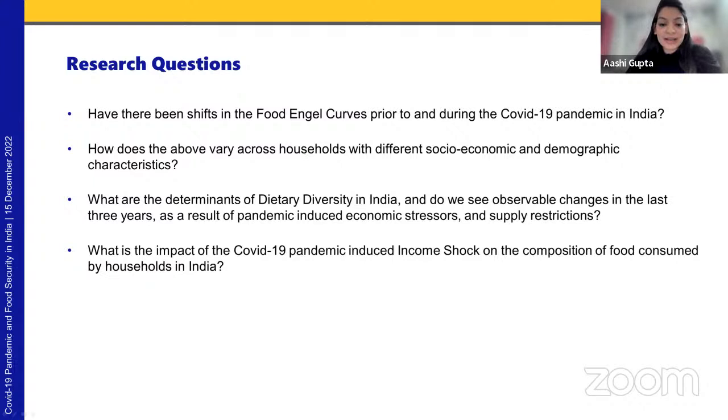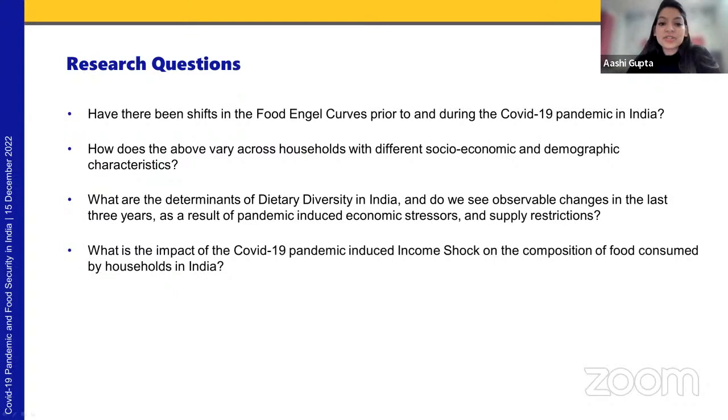These questions are, first, have there been shifts in the food Engel curves prior to and during the COVID-19 pandemic in India? The study of the relationship between commodity expenditures and incomes, or the Engel relationship, or the Engel curves, has been the center of applied microeconomic analysis. Studying food Engel curves and their shifts will help explain the consumption response of rural and urban households to the unanticipated income, unemployment, price, as well as health shocks.